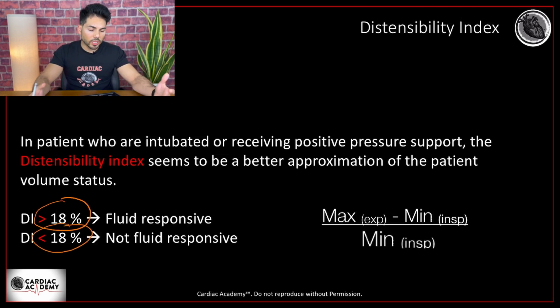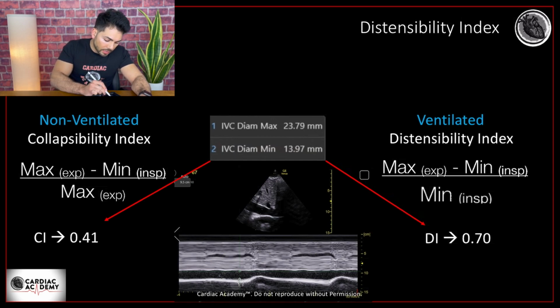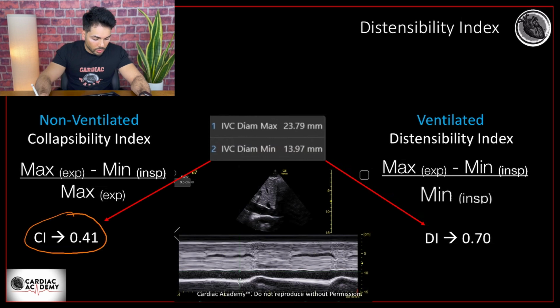And this is especially gonna be useful on intubated patients, septic patients that you need to check whether they're adequately fluid resuscitated before adding pressors, okay? So it's very similar but different. Non-ventilated patients, you're gonna do the collapsibility index. You're gonna use the maximum dilation minus the minimum dilation divided by the maximum dilation. That's gonna give you a collapsibility index. In this case, this patient on the left, it's adequately resuscitated. You don't need to give more fluids.